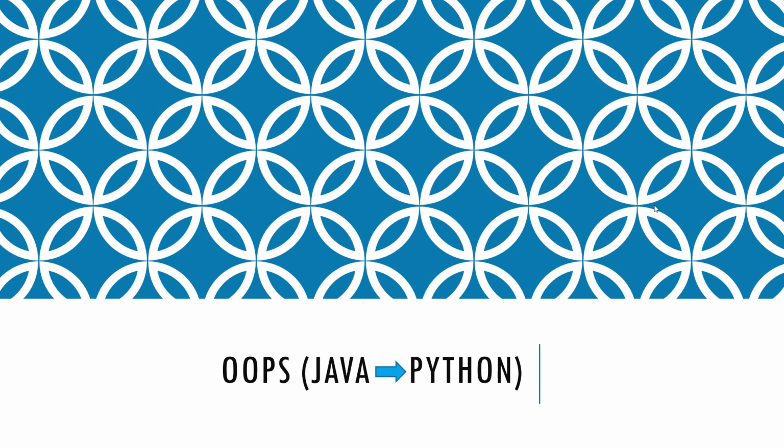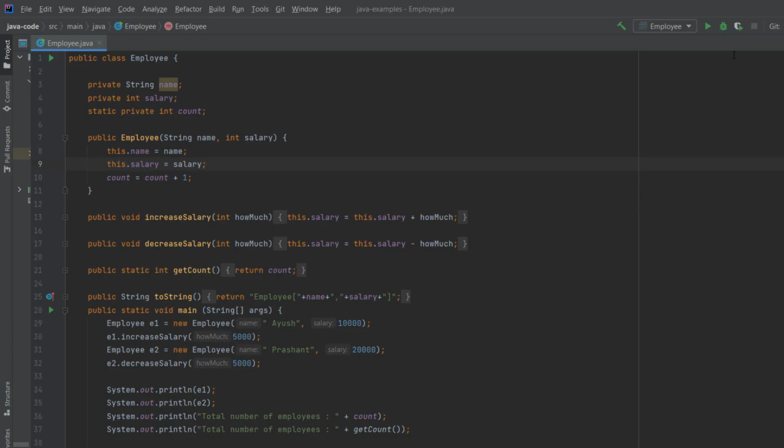Welcome to this section. Here we will try to understand OOPS concepts in Python and we will relate them with Java. We are going to take purely the practical based approach. So let's start. Let's start with a very simple example in Java.